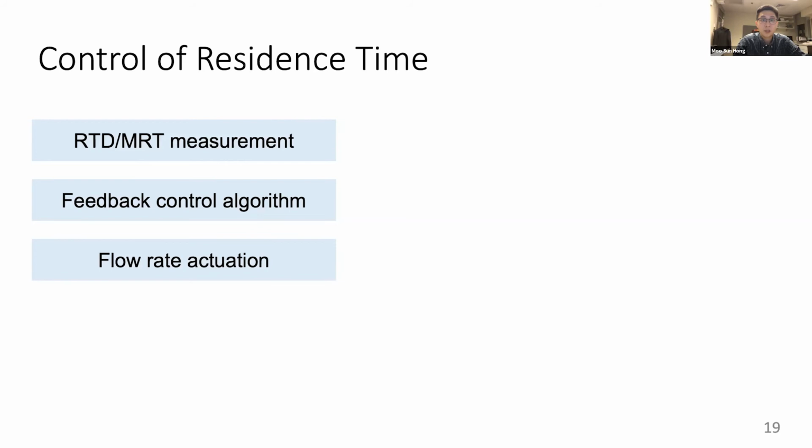So for controlling the minimum residence time, three components are needed for the system. First, the means of measuring the residence time distribution and minimum residence time. Second, a feedback control algorithm for adjusting the flow rate in response to the minimum residence time measurements. And lastly, the means of actuating the flow rate.